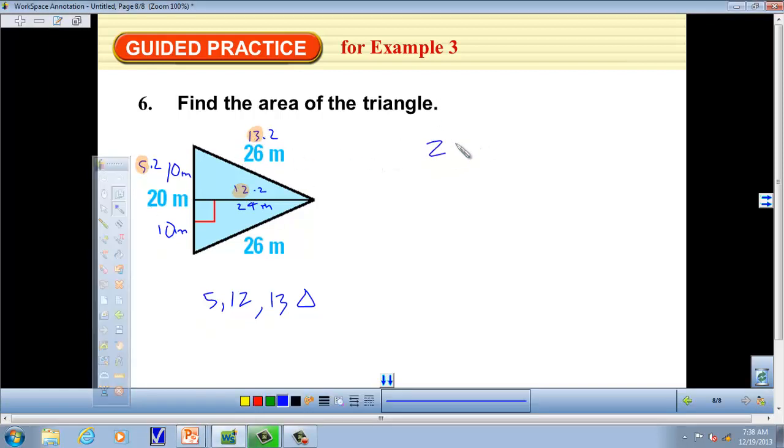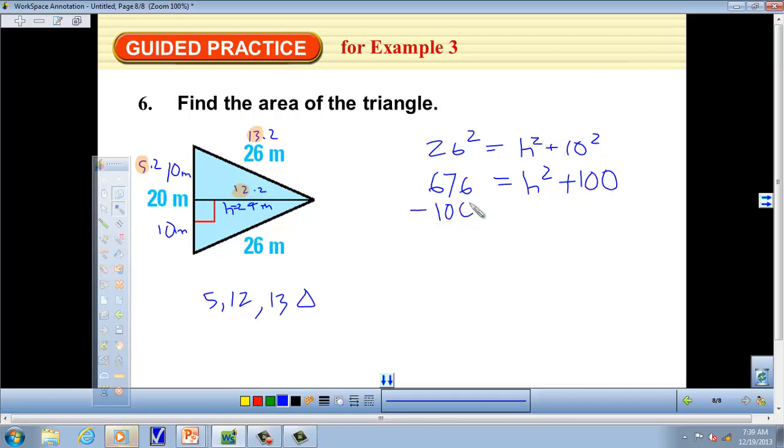The hypotenuse is 26, so we get 26 squared, and that's equal to h squared, where h is right here, plus 10 squared. So we get 676 here, and that's equal to h squared plus 100. Subtracting 100 from both sides, we get h squared is 576, so h is 24.